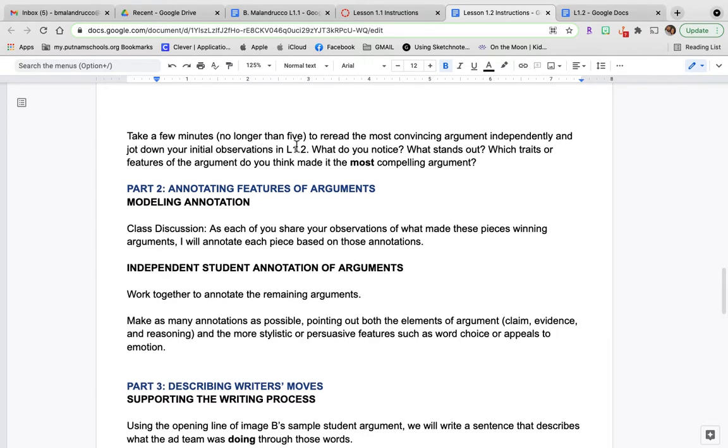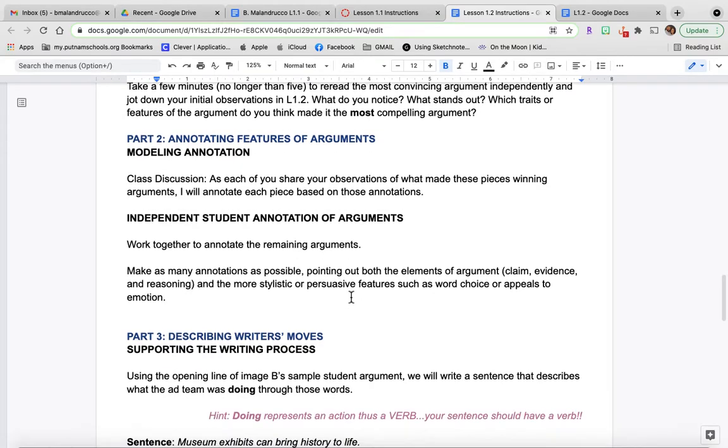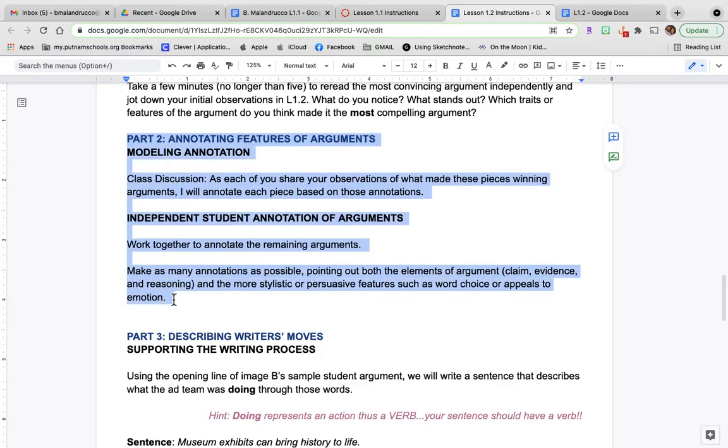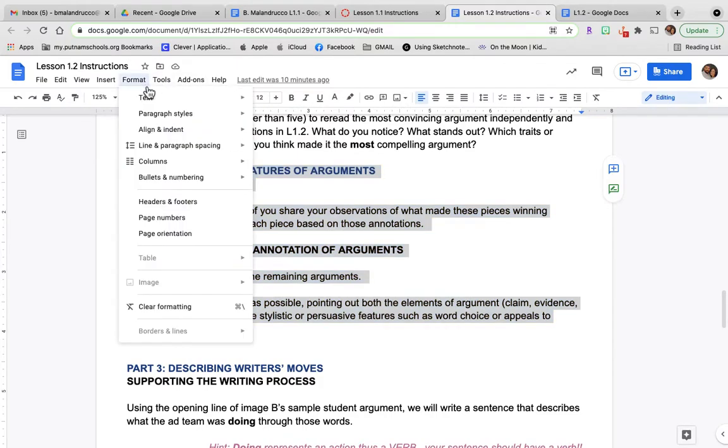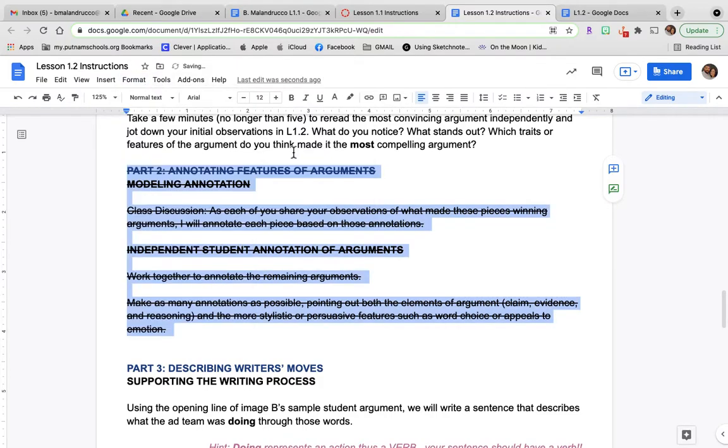I mean, it says no longer than 5, but really no longer than 10. Part 2, annotating features of the argument. I won't be able to do part 2 with you, so we're not going to worry about part 2. I have already showed y'all about annotation and how to highlight and how to look at certain things, but we're going to mark this off for this lesson so we can have a little bit more space to go.